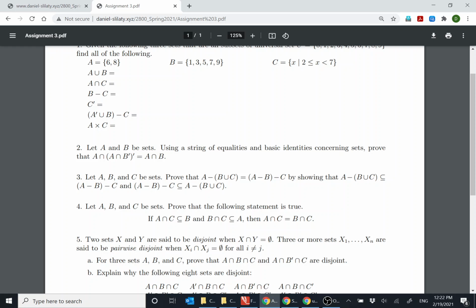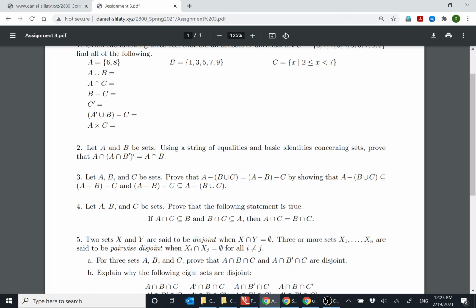So let A, B, and C be sets. Prove that A minus (B union C) is equal to (A minus B) minus C, by showing that, and what we were doing last time is that you can show two sets are equal by showing that the first set is a subset of the second set, and the second set is a subset of the first set. So that's a general method for showing two sets are equal. You don't have to do it that way.